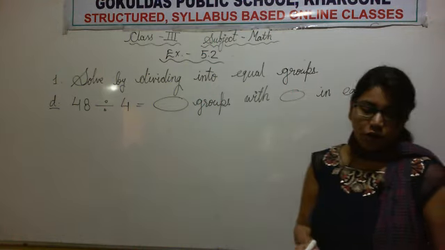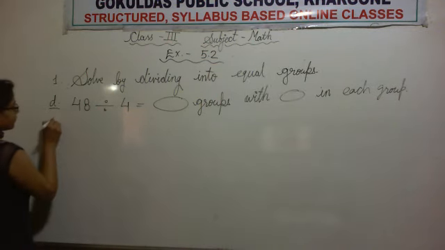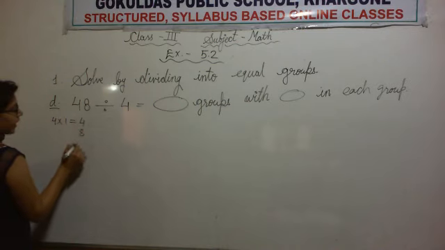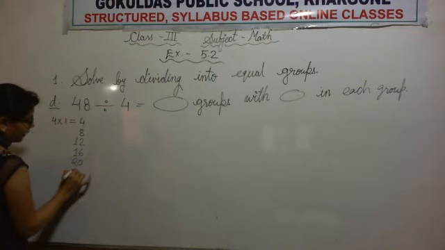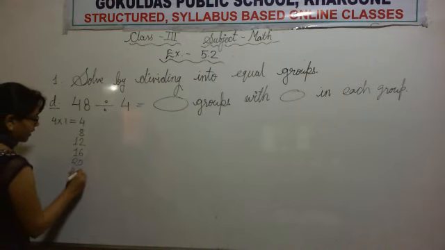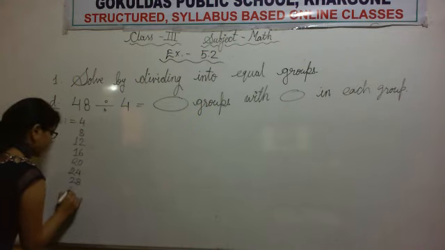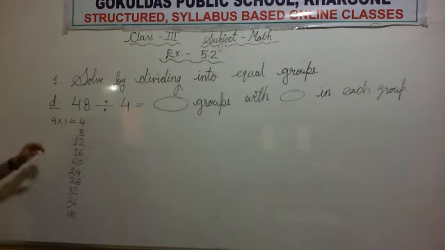So let's see the table of 4. 4 ones are 4, 4 twos are 8, 4 threes are 12, 4 fours are 16, 4 fives are 20, 4 sixes are 24, 4 sevens are 28, 4 eights are 32, 4 nines are 36, 4 tens are 40. But the number here we are having is 48. So we need to extend the table of 4.